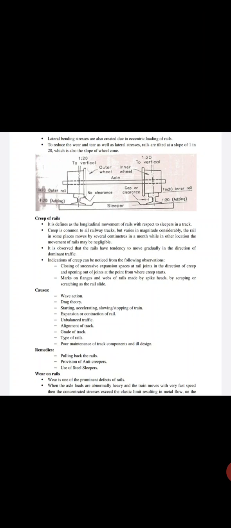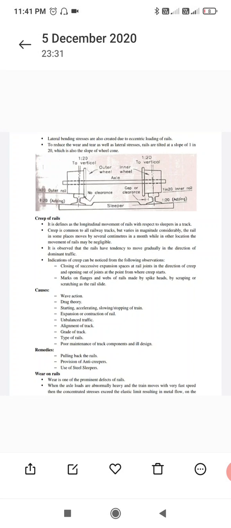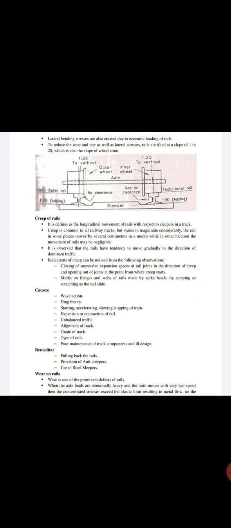Wear on rails. Wear is one of the prominent defects of rails. When the axle loads are abnormally heavy and the train moves at very fast speed, then concentrated stresses exceed the elastic limit, resulting in metal flow on the heads of the rail.